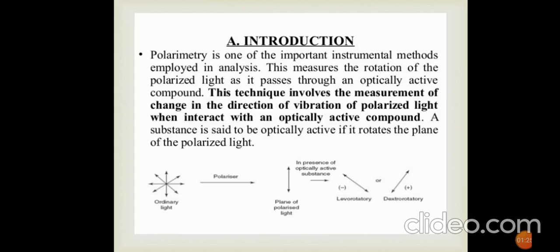This technique involves the measurement of a change in the direction of vibration of polarized light when it interacts with an optically active compound. A substance is said to be optically active if it rotates the plane of the polarized light. If you see here, when we switch on the light, ordinary light comes and vibrates in various different directions, and in a polarizer this light passes as plane polarized light. In the presence of an optically active compound, we see the levorotatory compound, denoted with a negative sign, or the dextrorotatory compound, denoted with a positive sign.